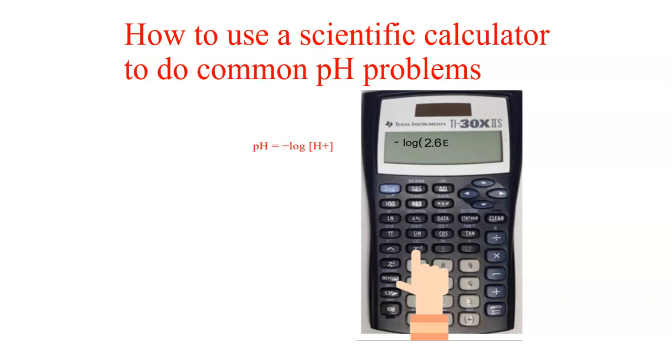Okay, today we're going to talk about how to use a scientific calculator to do very common pH problems, and it's not going to take very long. The model that I'm using today is for the Texas Instruments TI-30X2S, but there are no doubt other calculators that have approximately the same layout. Just check first before you follow along.